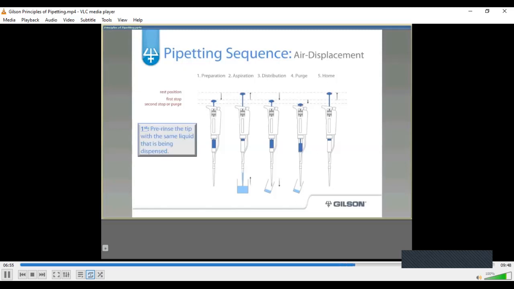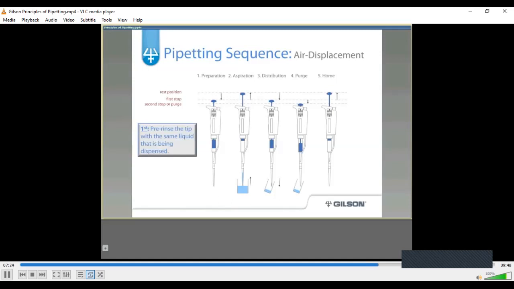Second step of aspiration, immerse the tip in the liquid, allowing the plunger to move up slowly to the rest position. Wait 1 second so that all the liquid has time to move up into the tip. Then for distribution, place the pipette at an angle anywhere between 10 and 45 degrees. Place it against the inside wall of the vessel and depress the plunger smoothly until the first stop.